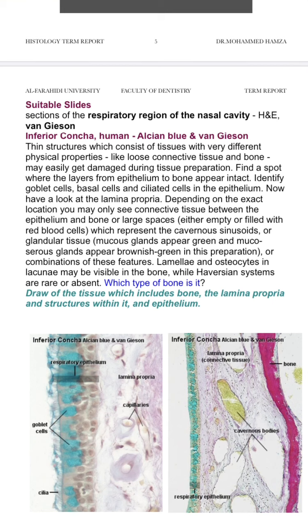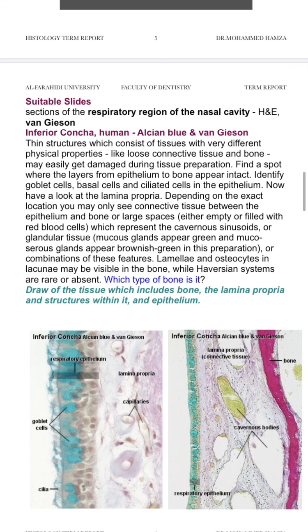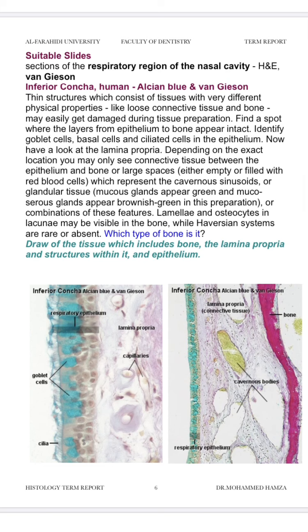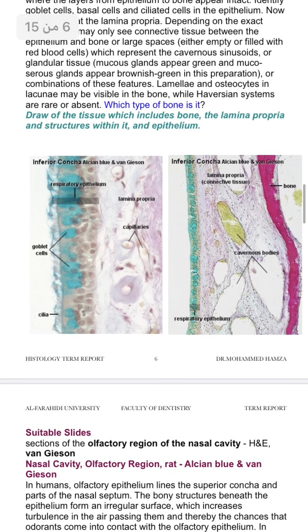Identify the goblet cells, basal cells, and ciliated cells in the epithelium. Now we have to look in the lamina propria. Depending on the exact location, you may see the connective tissue between the epithelium and the bone, or large spaces, either empty or filled with red blood cells, which represent the cavernous sinusoids, or the glandular tissue, as we see here in the figure.